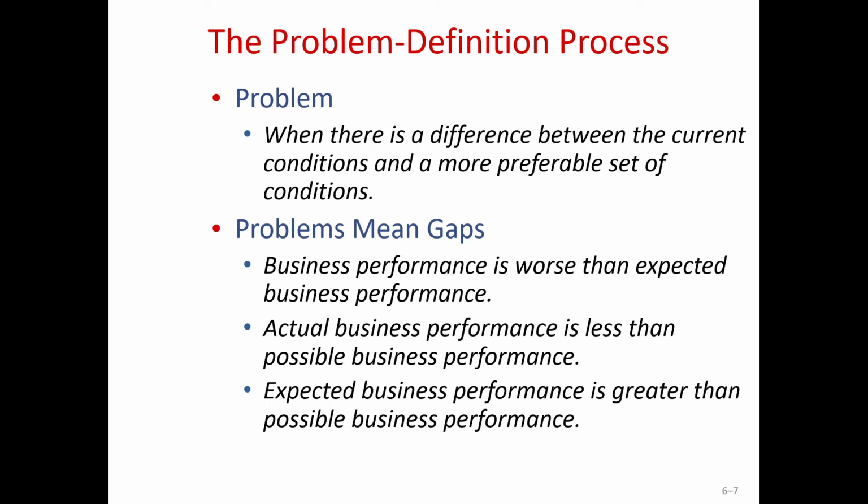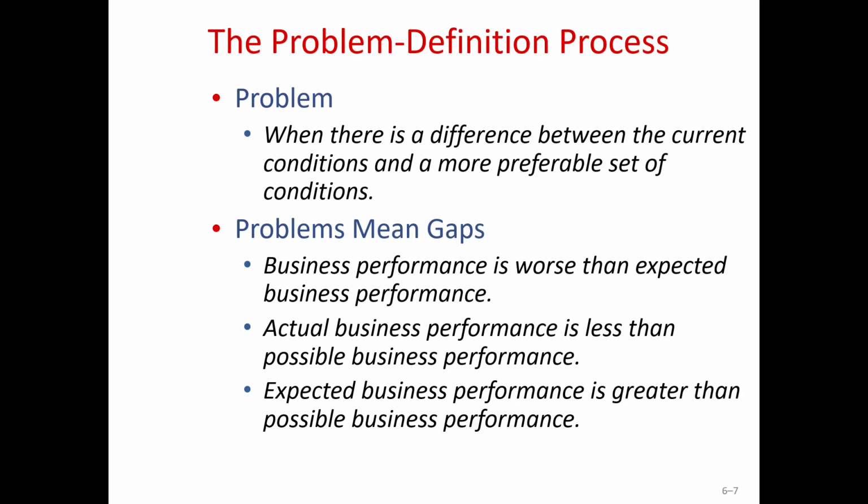Second, actual business performance is less than possible business performance, and realization of this gap first requires that management have some idea of what's possible. This may form a research problem in and of itself. Opportunity seeking often falls into this type of problem definition process, and many North American and European Union companies have defined what possible sales levels are based upon the expansion of free markets around the world.